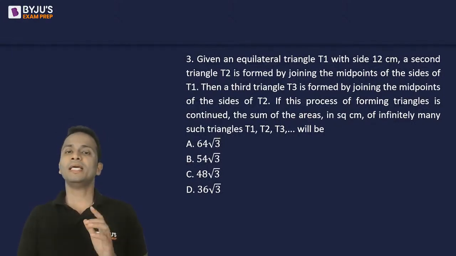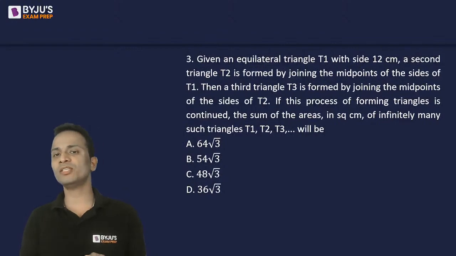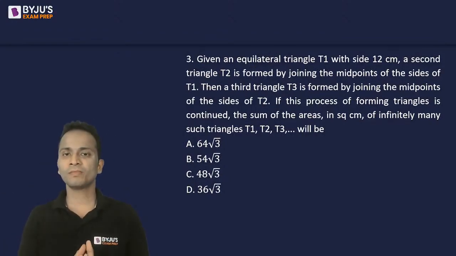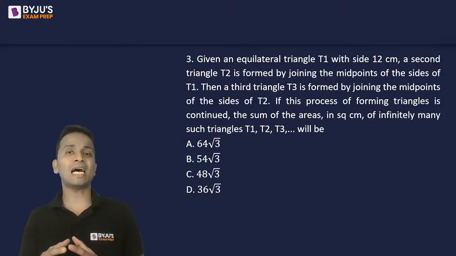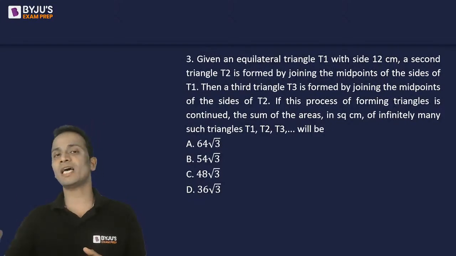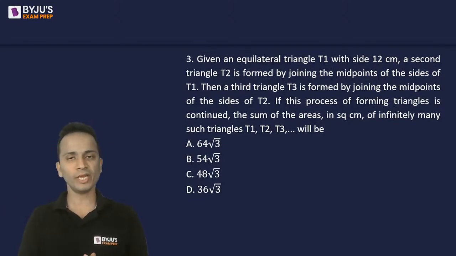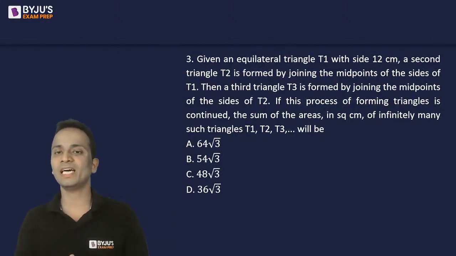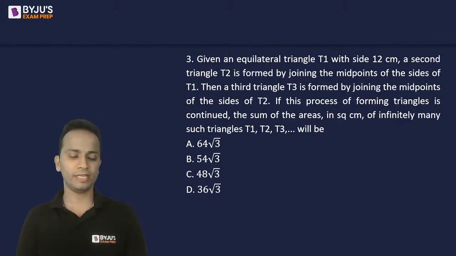Okay. Then a third triangle T3 is formed by joining the midpoints of T2, and this process is continued and the sum of the areas of all the triangles that are obtained is calculated up to infinity. Okay, so you'll have to find out what will be the sum of the areas of these triangles.